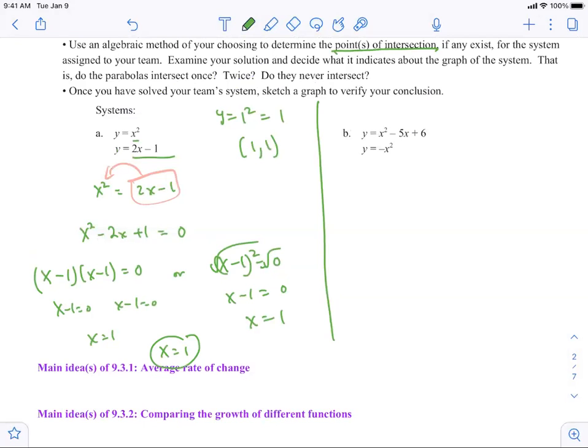I have no idea what the answer is actually. I think there's no solutions. So we'll see. I got x squared minus 5x plus 6 equals negative x squared. I'm going to bring this to the other side. So I got 2x squared minus 5x plus 6 equals 0. I don't think it's factorable, so I'm going to just use the quadratic formula.